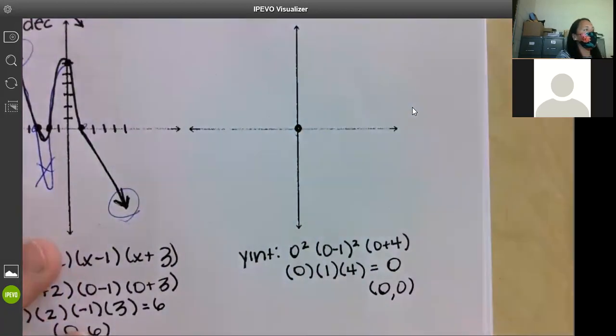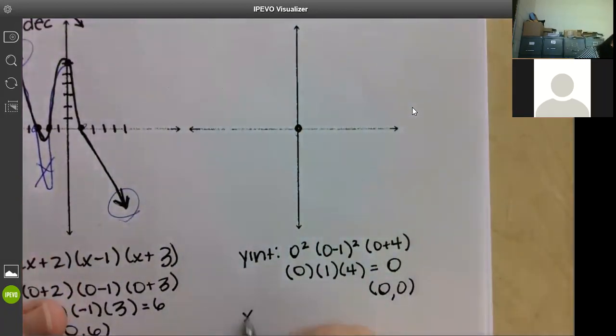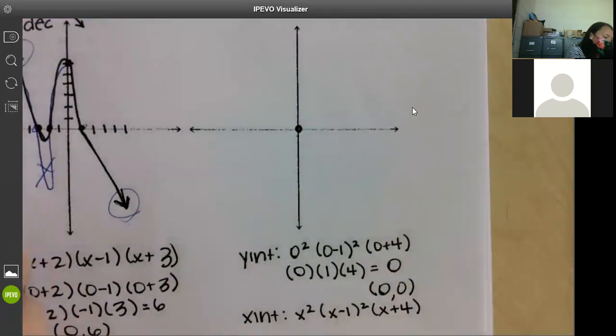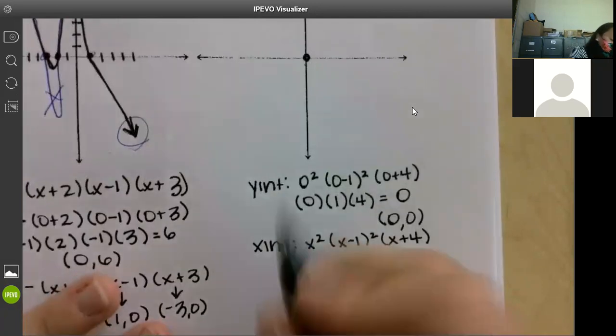So I'm going to plot. X-intercept. I'm going to rewrite it real fast. We had x squared, x minus 1 squared, and x plus 4. What is this x-intercept?